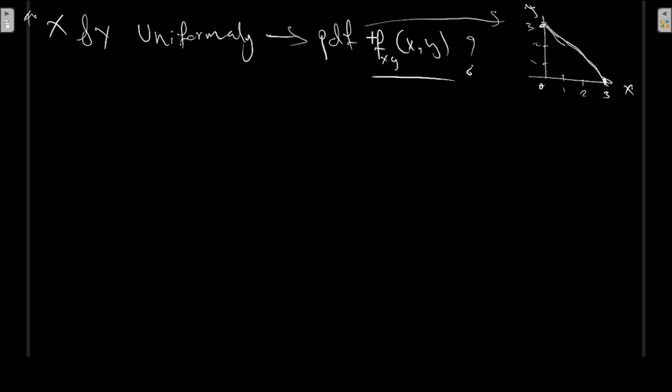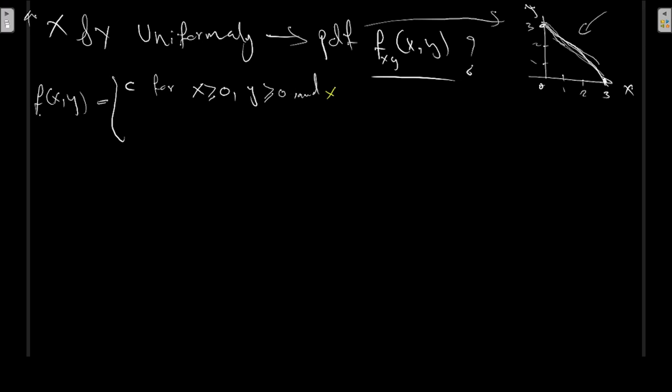The joint density is constant in this case. Looking at the graph, it's a triangle, right? This is a constant line, a kind of linear. So f of xy is just equal to some constant for x larger than or equal to 0, and also y larger than or equal to 0, and x plus y should be less than or equal to 3, which is the function of this line that we have here. And it's going to be, of course, 0 otherwise.